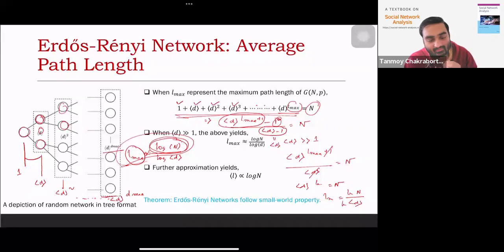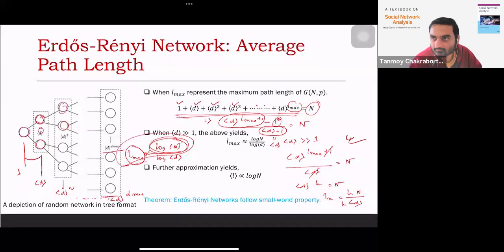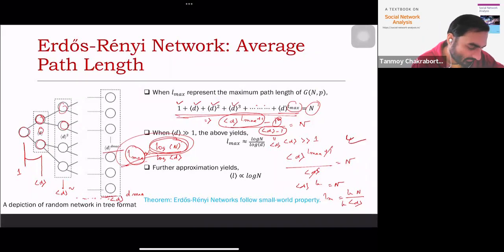So the average path length in a random graph is proportional to the logarithm of the size of the network. Therefore, a random network follows the small world property. So this satisfies. Okay. What about clustering coefficient?